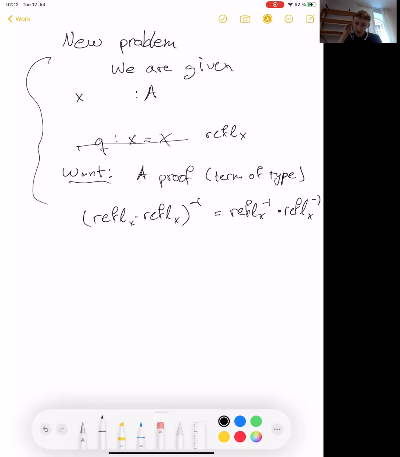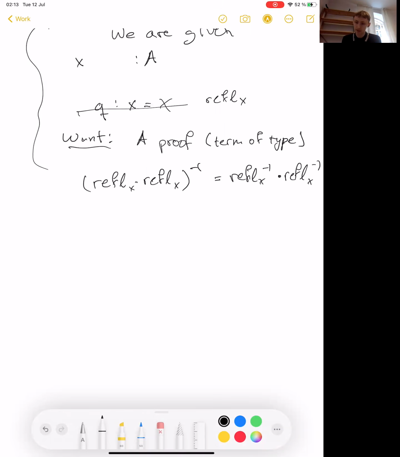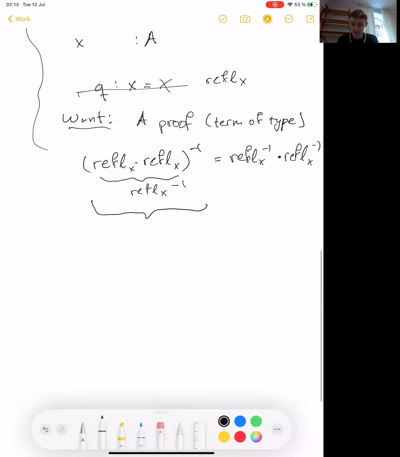And now things reduce, right? Because when we defined path composition, composing something with REFL on the left just reduces. It just deletes the REFL on the left. So this thing in here is just REFL. Well, we still have an inversion on the outside. But when we defined inversion, we also defined that by path induction. And in the REFL case, inversion of REFL is just REFL again. So the left-hand side is definitionally equal to just REFL.